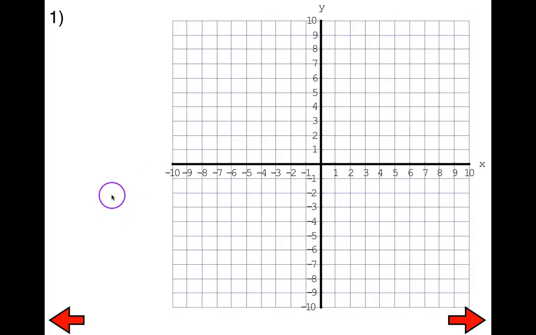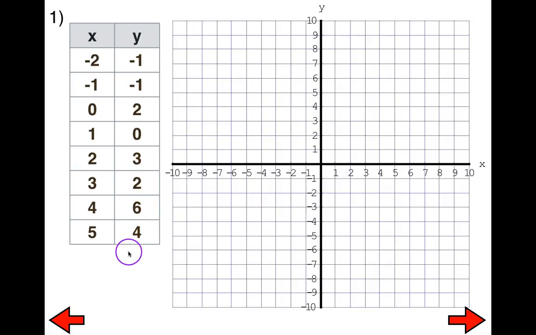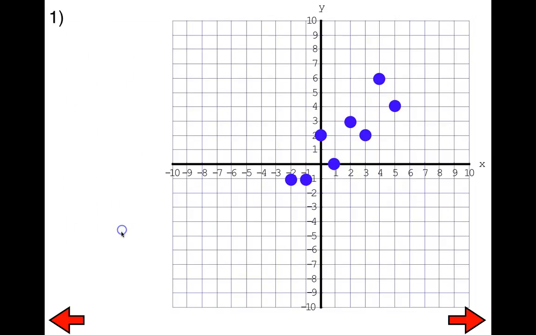Now we're going to go ahead and try some problems. So here, if I have some ordered pairs and you're instructed to find the line of best fit, what's the first thing that you do? Well, first, you're going to have to plot all these points. So I'm going to go ahead and do that. Now you're going to have to draw a line that best fits these data points.